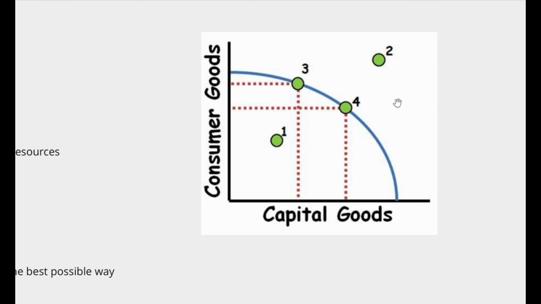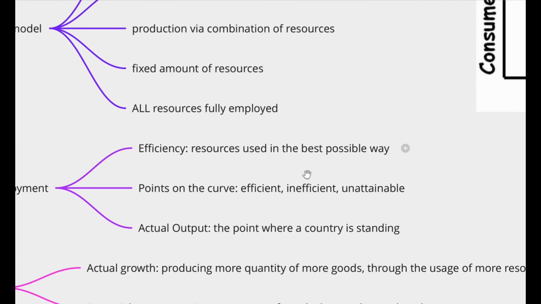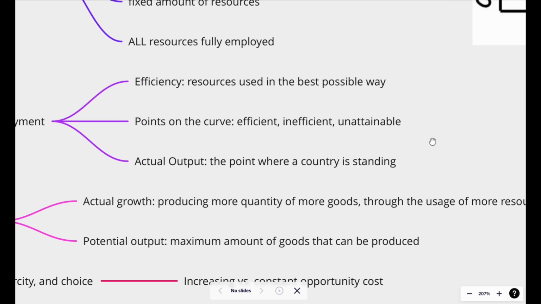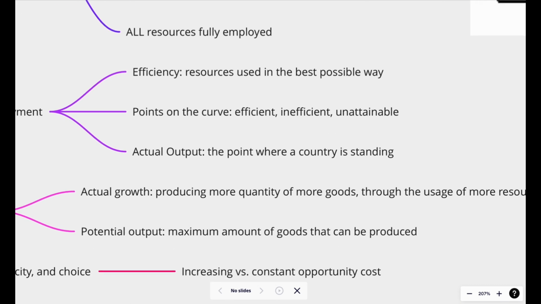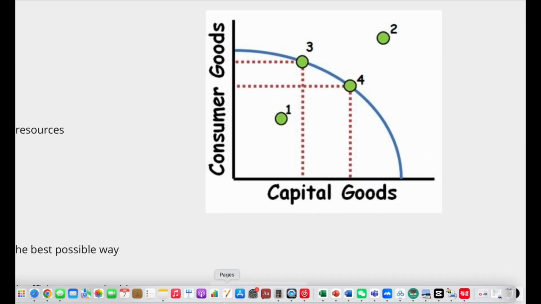And we have point 2 right here, outside the PPC. It means that this combination of goods produced is impossible or unattainable, because we just don't have that many resources available to us for production. So we have the situations of efficient, inefficient, and unattainable. And then here we have the actual output, which is the point where a country is standing. So this curve is an actual representation of the actual output of goods.